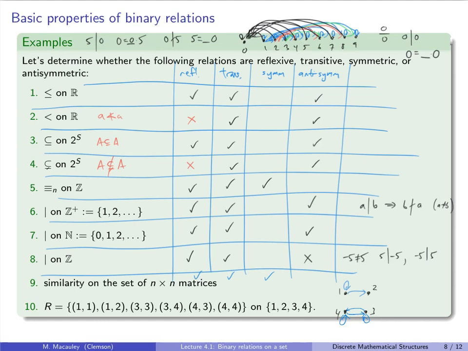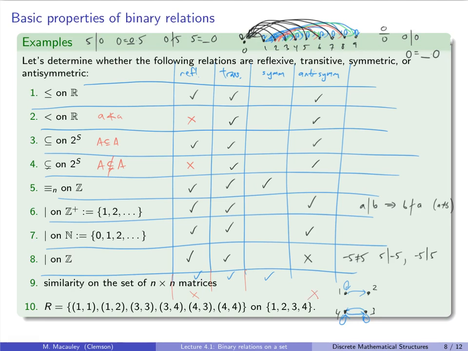So this is not going to be reflexive. So I'll continue this down here. This is not reflexive because we don't have a loop on 2, so 2 is not related to itself. It's not antisymmetric because 4 is related to 3 and 3 is related to 4. So that's not antisymmetric.